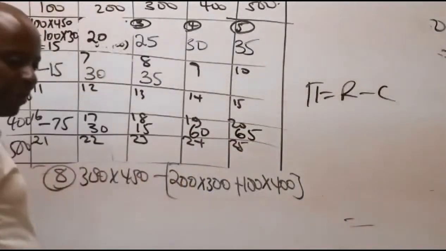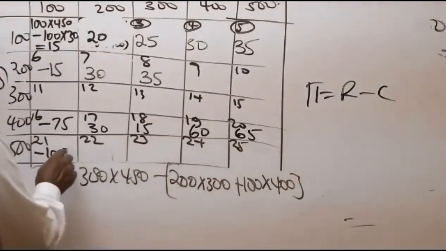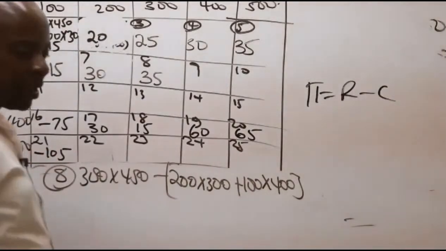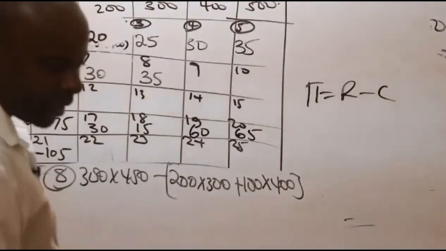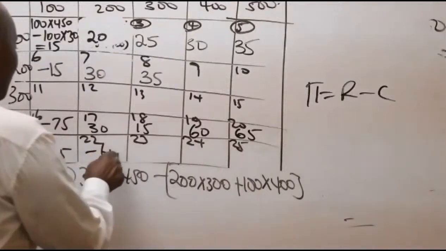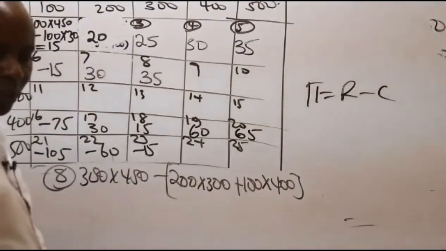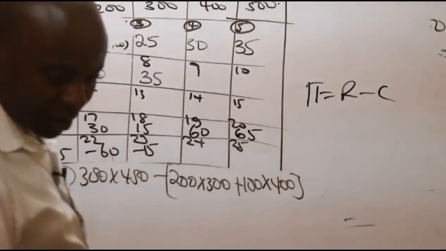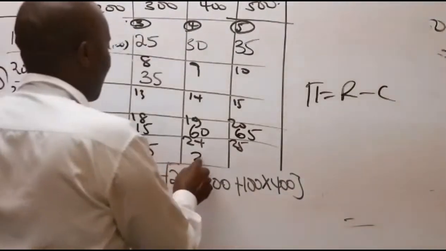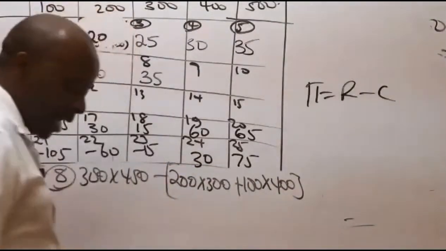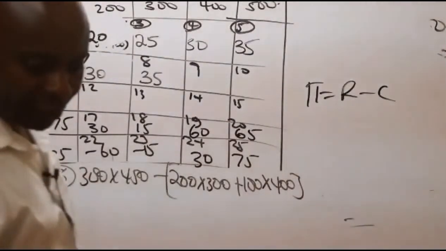Cell number 21 is negative 105, cell number 22 is negative 60, negative 15, cell 23, and then cell 24, 30, 75. I'm missing out from number 9.